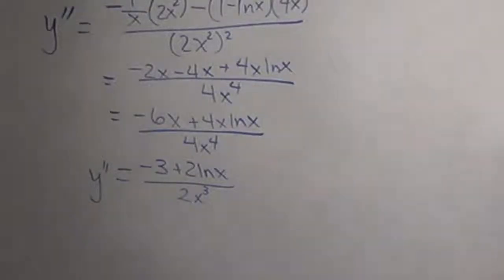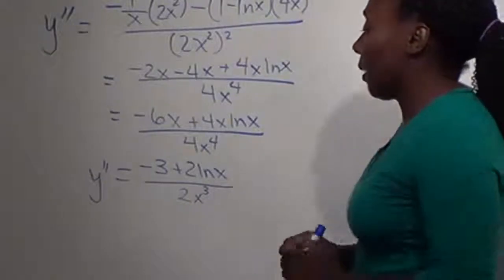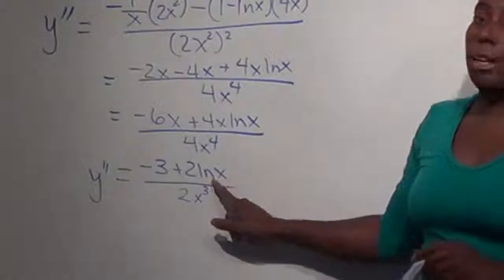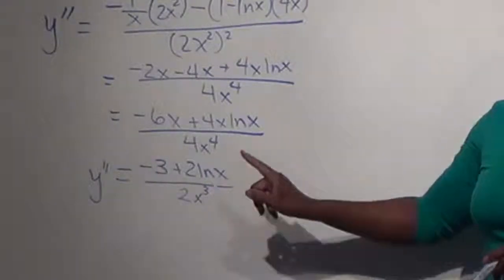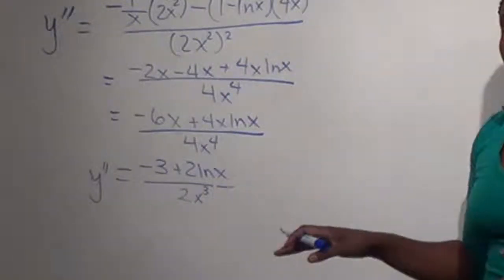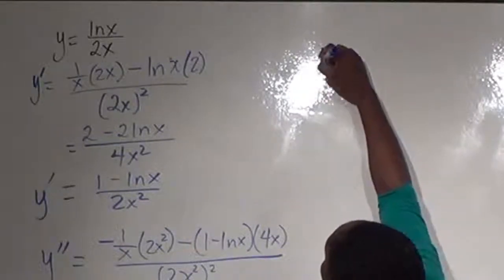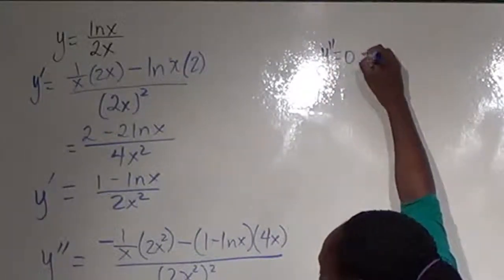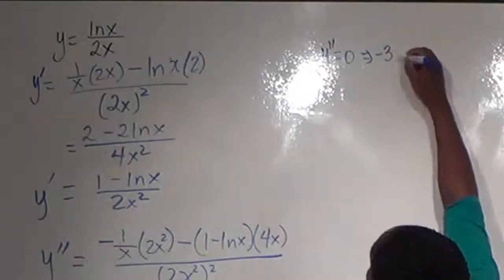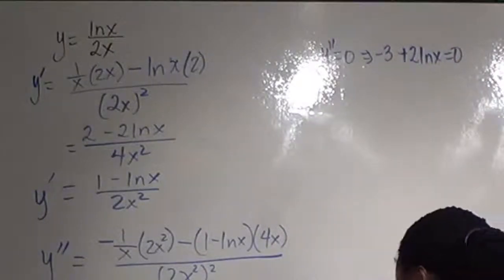Okay. Now from our second derivative, we need to find where it's undefined and where it's 0. Now this one, it is good to note that we have a natural log in here. And the domain for our natural log function is 0 to infinity. So we know that we're not going to have anything less than 0 in this problem. Okay. So y double prime is going to equal 0 when basically the numerator is equal to 0. So negative 3 plus 2 ln of x equals 0.